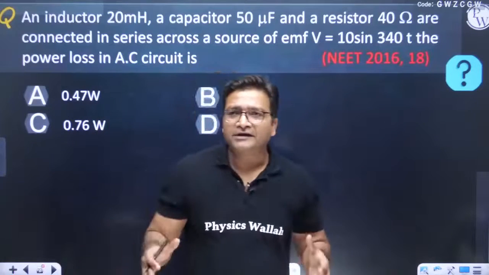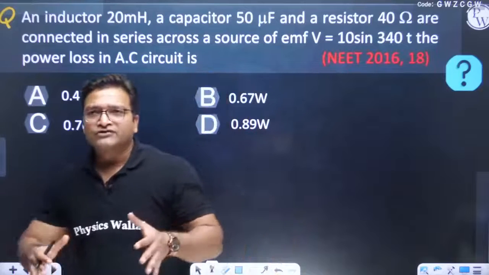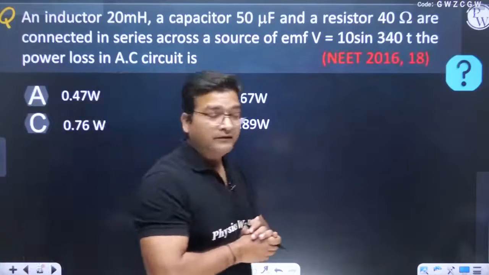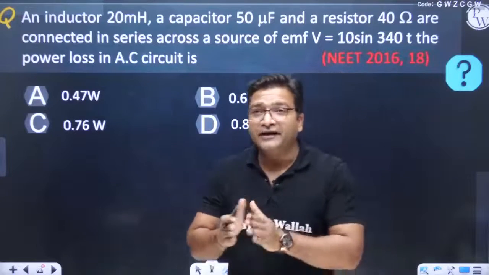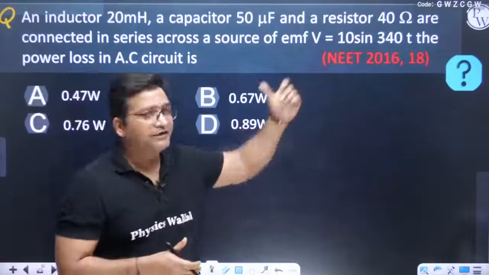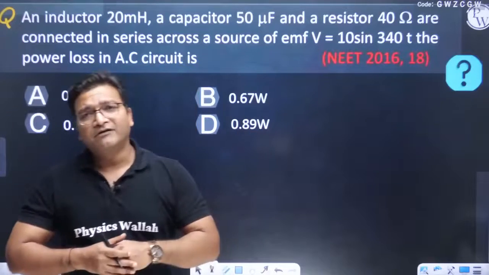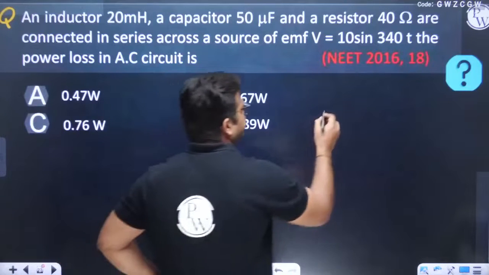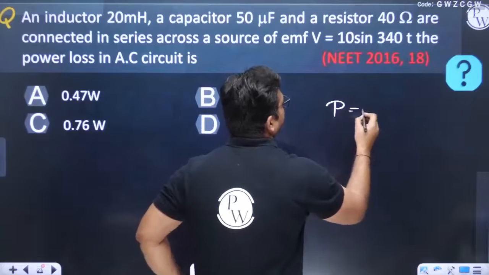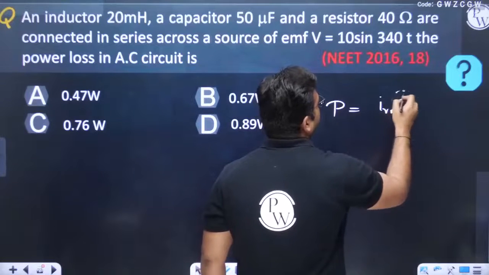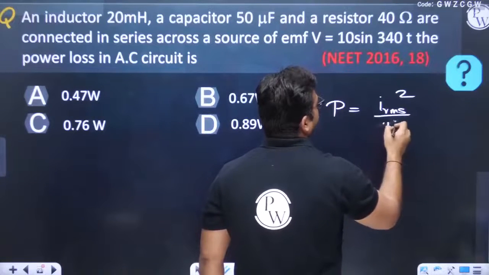Here we have an inductor of 20 millihenry, a capacitor of 50 microfarad, and a resistance of 40 ohm connected in series across a source of EMF which is 10 sin 340t. What is the power loss in the AC circuit? See, in an AC circuit, the power loss is actually I effective, I RMS square, times R.